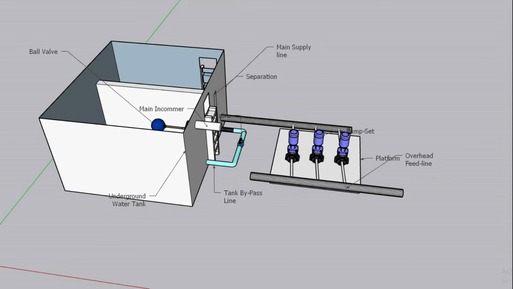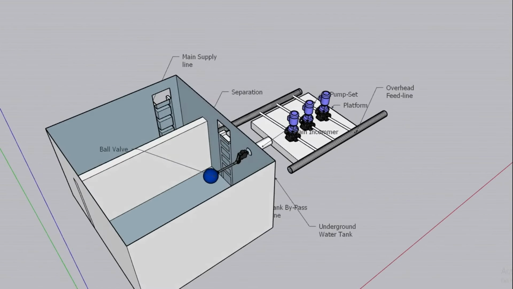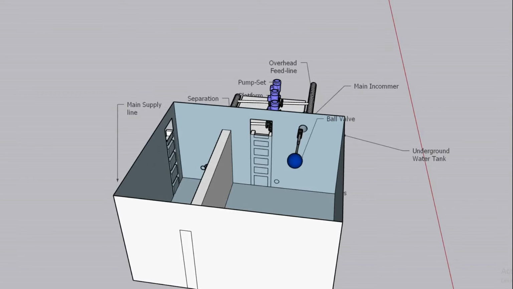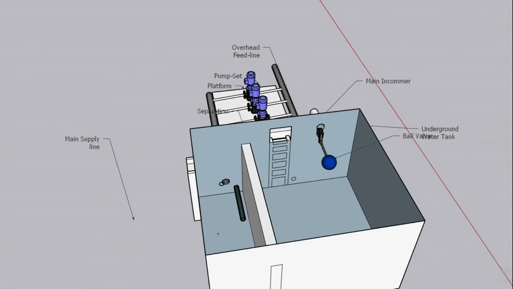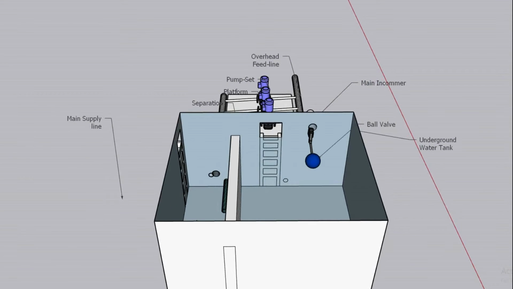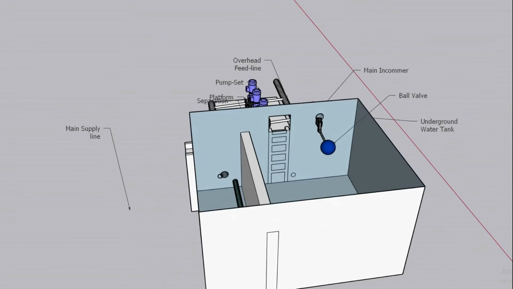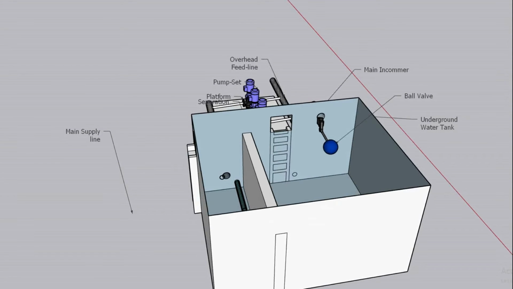So again, this separation here is to separate the fire fighting tank from the water supply tank. And why do we have this separation? We have this separation because, as I said, we need to clean this water supply tank.